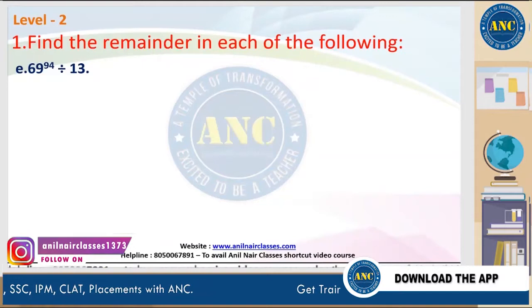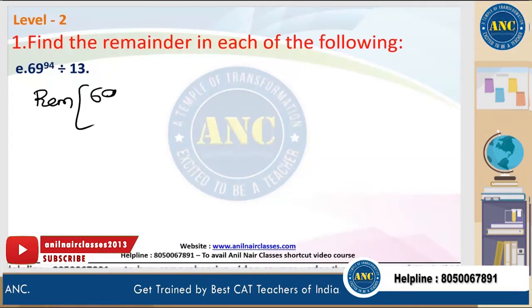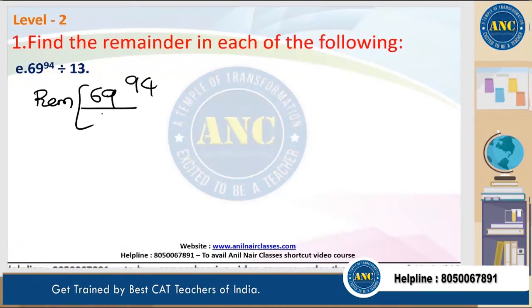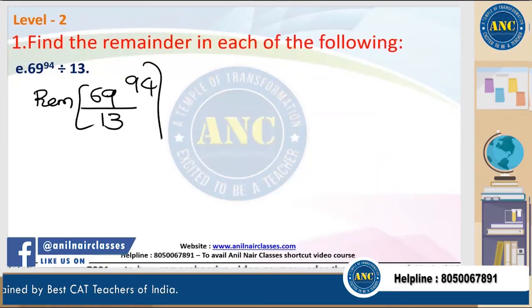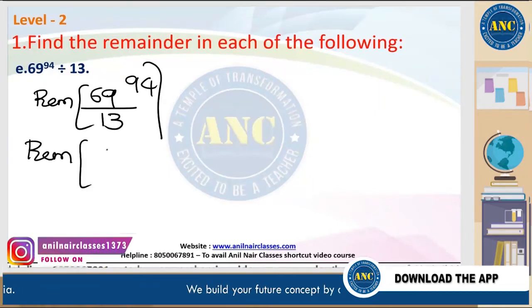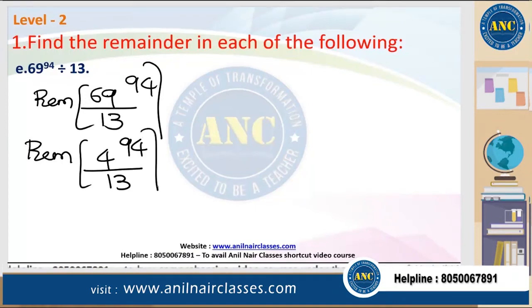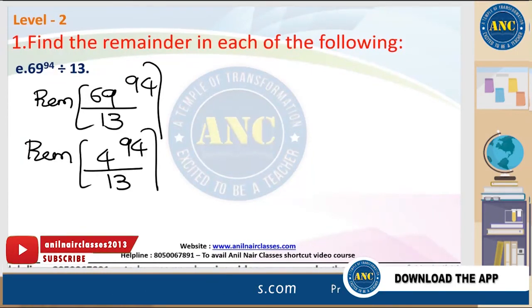69 power 94 divided by 13. Third problem, when the denominator is a prime number. 69 power 94 divided by 13. First make the numerator base smaller than the denominator. 13 5s are 65. 4 power 94 divided by 13.